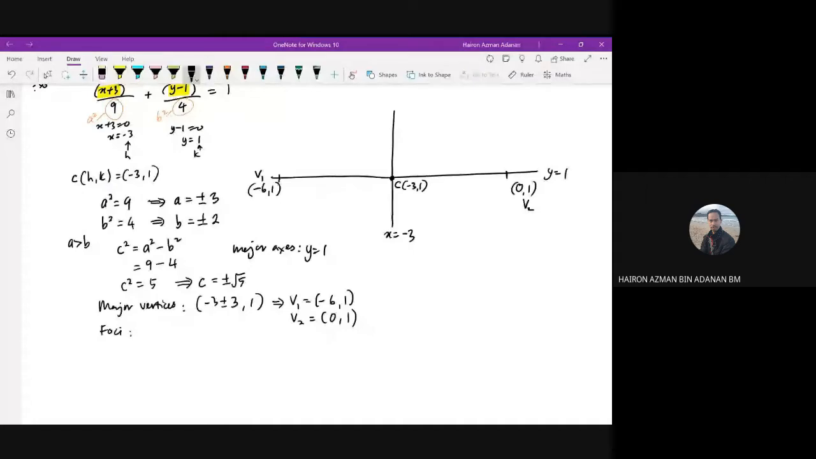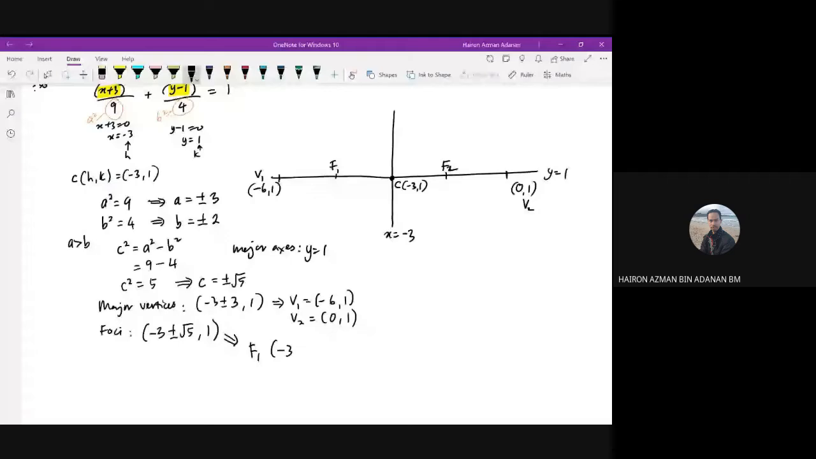The next one, foci. Foci, of course, are on the major axis also. This is your first foci and this is your second foci. It's up to you which one is first or second. So for foci, also the value of x, we just plus minus c. C is square root 5. No need to memorize, just understand.